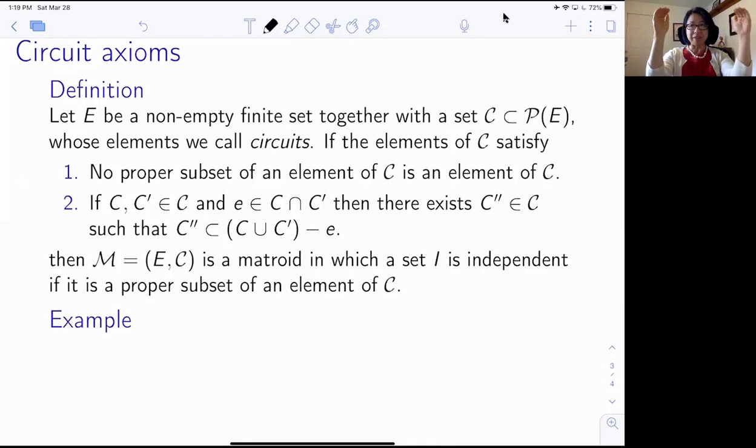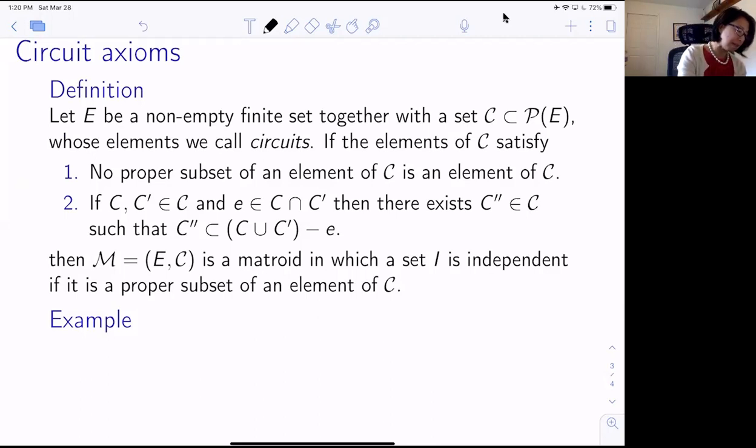So if you have a set of circuits and they satisfy these 2 properties, then I claim that E comma C is a matroid, where the independent sets of this matroid are any proper subsets of elements of C. Because the elements of C are dependent and minimally dependent, any proper subset has to be independent.